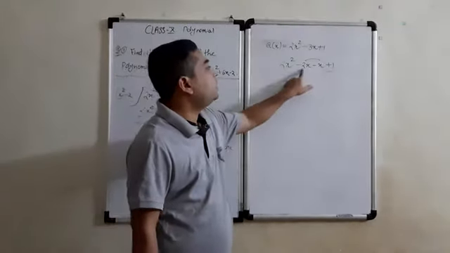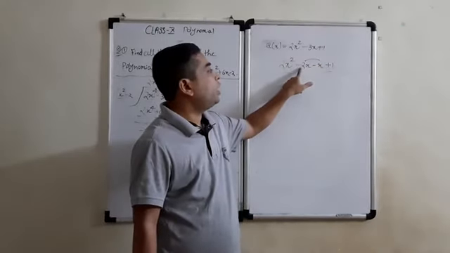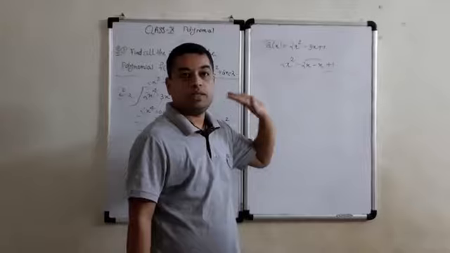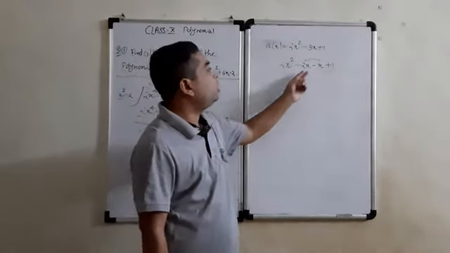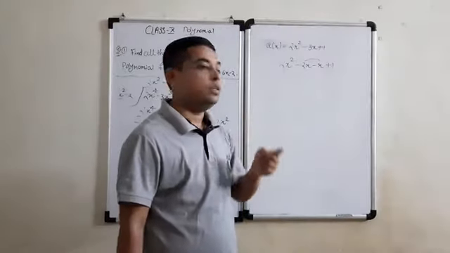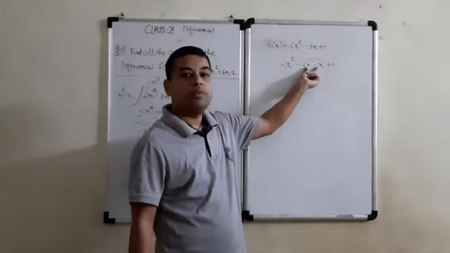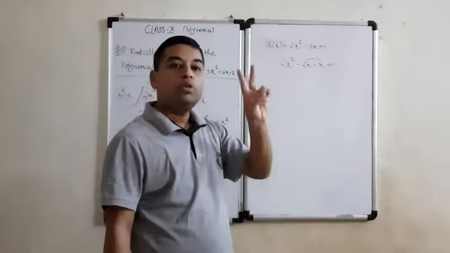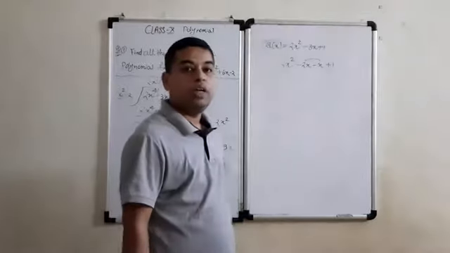Two things you have to check. First, the addition of these two should be equal to the middle term. So minus 2x and minus x will give us minus 3x. That is the first. Second thing, the product of first and last should be equal to the product of these middle two terms. If both things are coming, then only we can say our splitting of the middle term is correct.